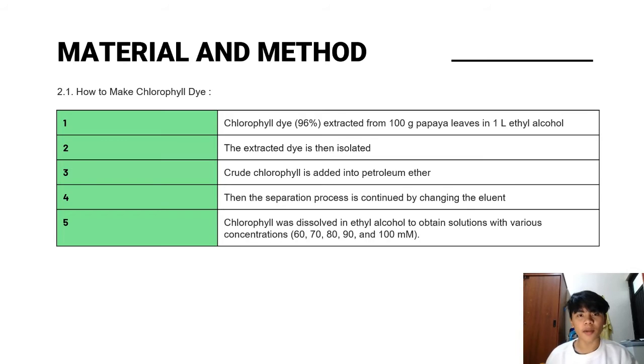A detailed description of the chlorophyll dyes can be found elsewhere. Step 5, or the last step, chlorophyll was dissolved in ethyl alcohol to obtain solutions with various concentrations, from 16, 17, 18, 19, and 100 millimoles. The synthetic dye used in the study was 0.03 millimoles N719 or diazole. The optical properties of the dyes were measured by UV spectroscopy. The functional groups in these dyes were characterized by Fourier transform infrared spectroscopy.